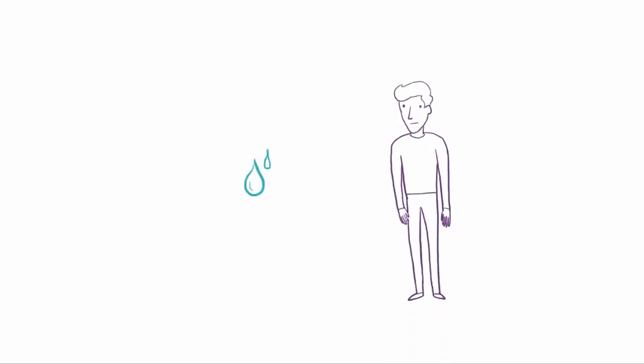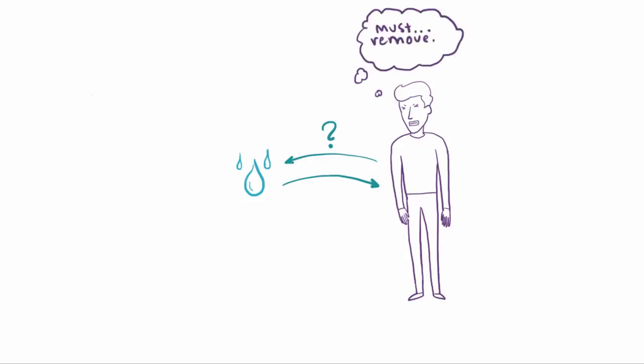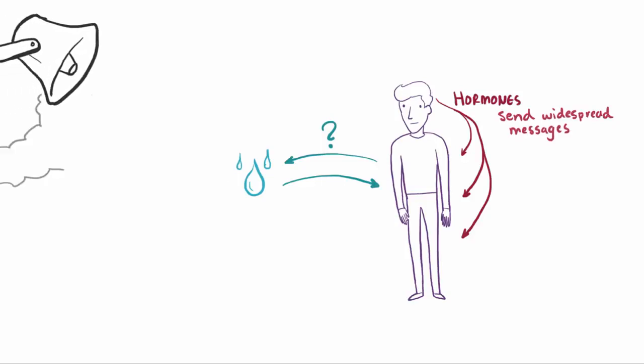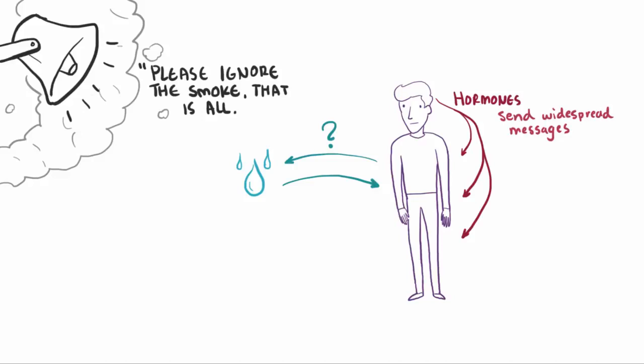How does your body know when to retain fluids and when to get rid of them? It's not like you can just think to yourself, oh, I've had too much water, better get rid of some. If you do and that works, call us. But usually your body uses chemicals called hormones to send widespread messages, kind of like how the PA system at school tells everyone to ignore the smoke billowing out of the science wing.